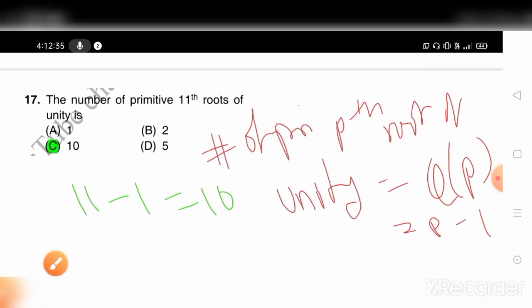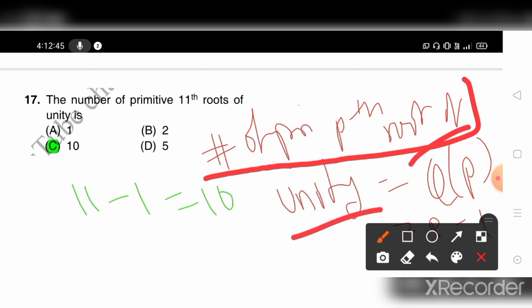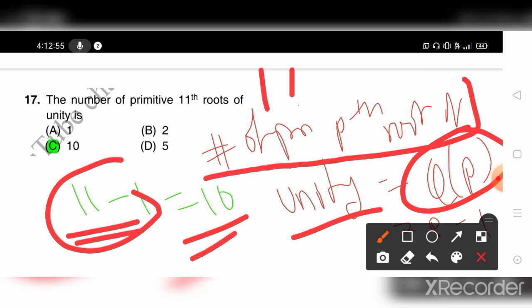Next question. The number of primitive 11th roots of unity. One formula: the number of primitive roots of unity equals phi of p. Here p is given as 11, and phi of p equals p minus 1. P minus 1 equals 10. Answer C is correct.